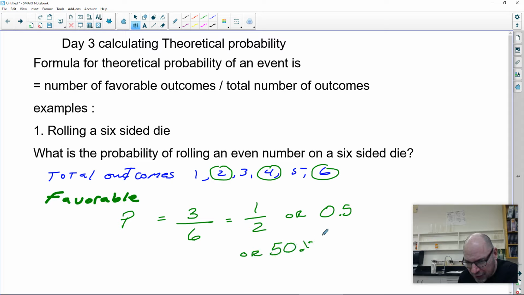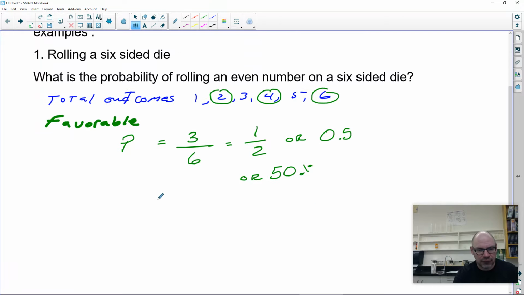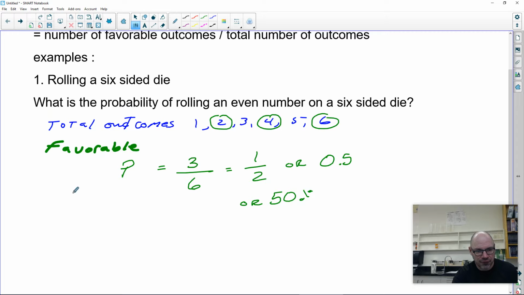Typically I just leave it as a decimal, but I think the book sometimes uses percentages. So we can write it as a fraction, a decimal, or a percent. So favorable over total number of outcomes. Okay, so let's do another example here.